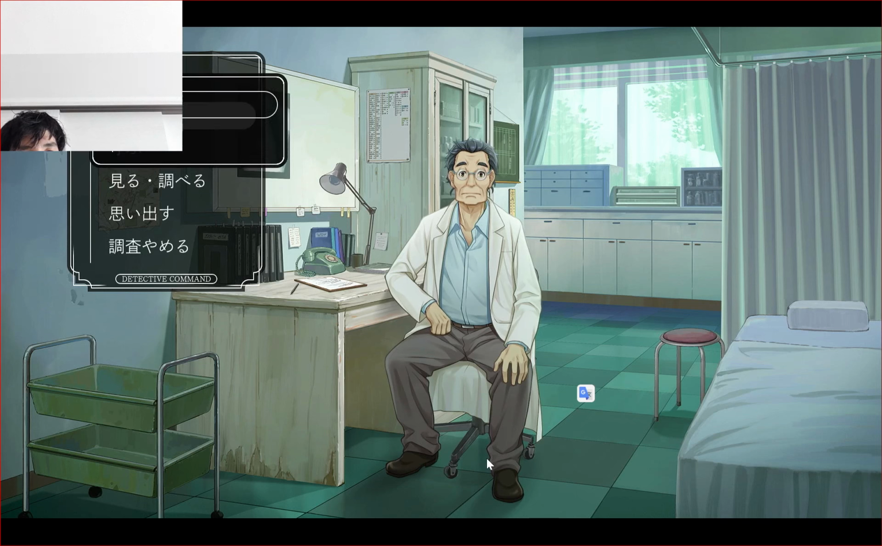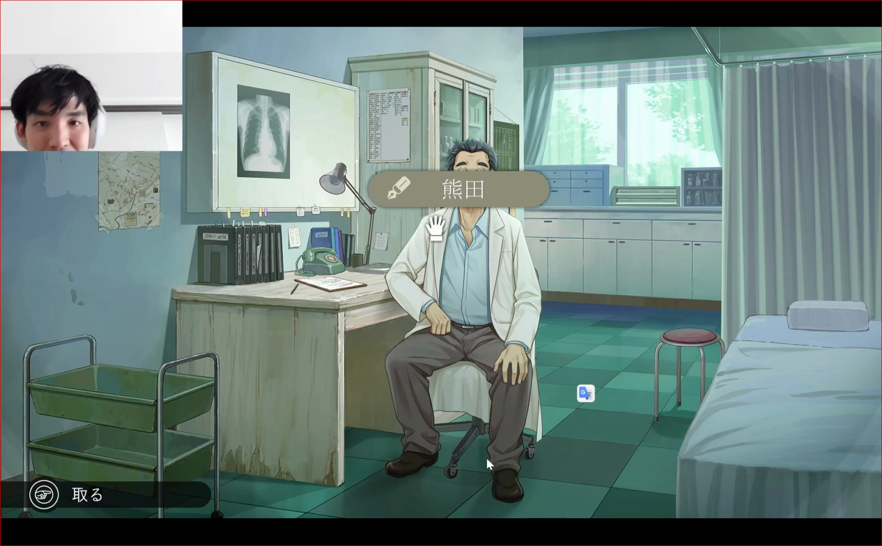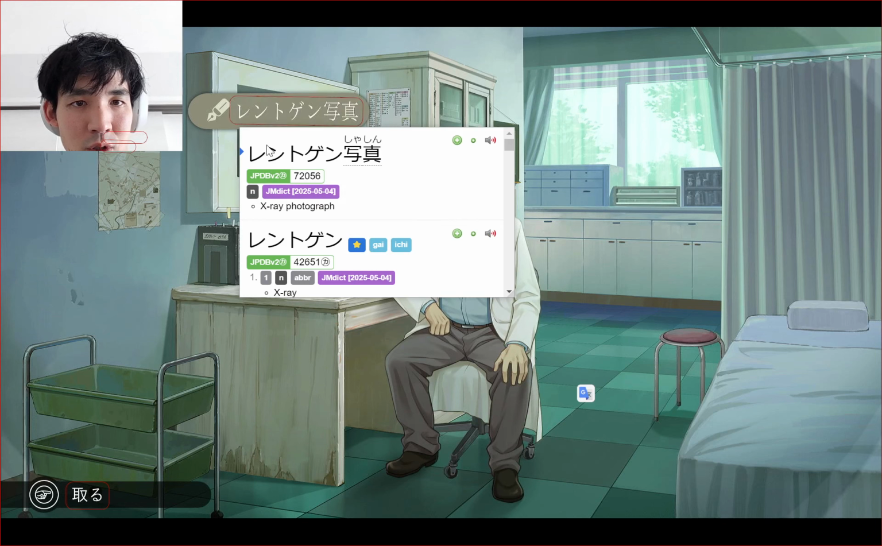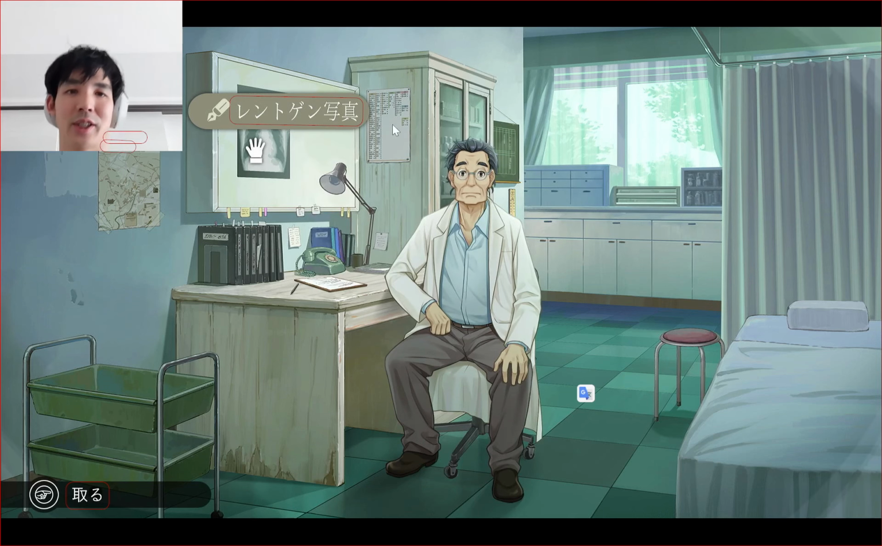Now we're gonna take things? What are we gonna take? Oh, I can just take things? Okay, let's take things. Let's take this. Rentogen shashin. Rentogen? Okay. This is ku. This is ke. Rentogen. I wonder if it's Rentogen and not X-ray.